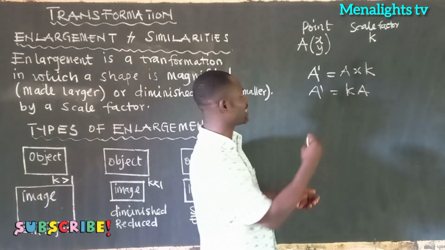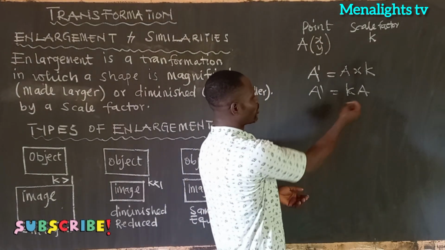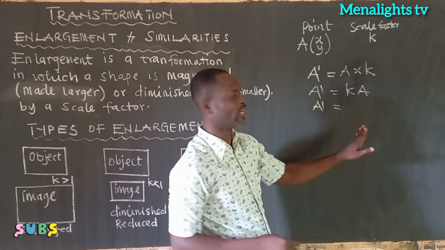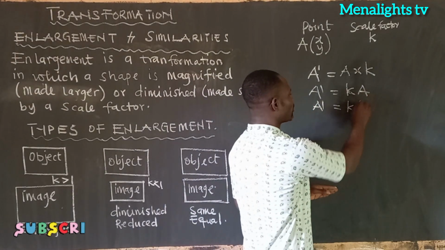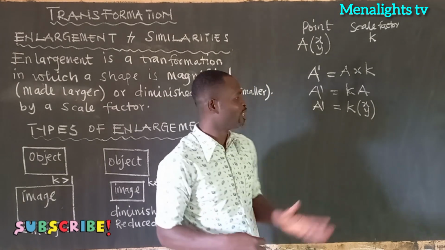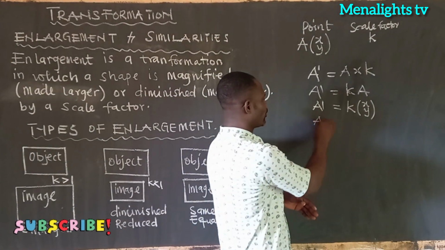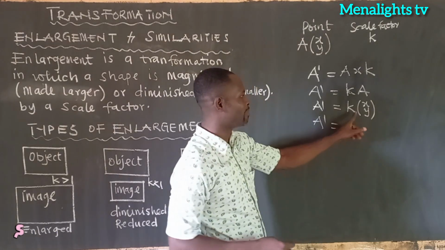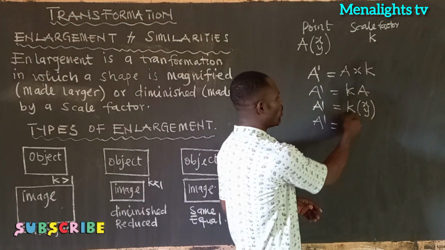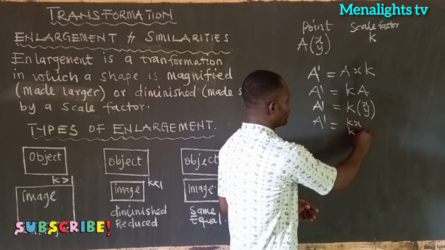If A is (x, y), it means that A1 is going to be K multiplying (x, y). So K multiplies x, and we have kx, and K multiplies y, and we have ky.